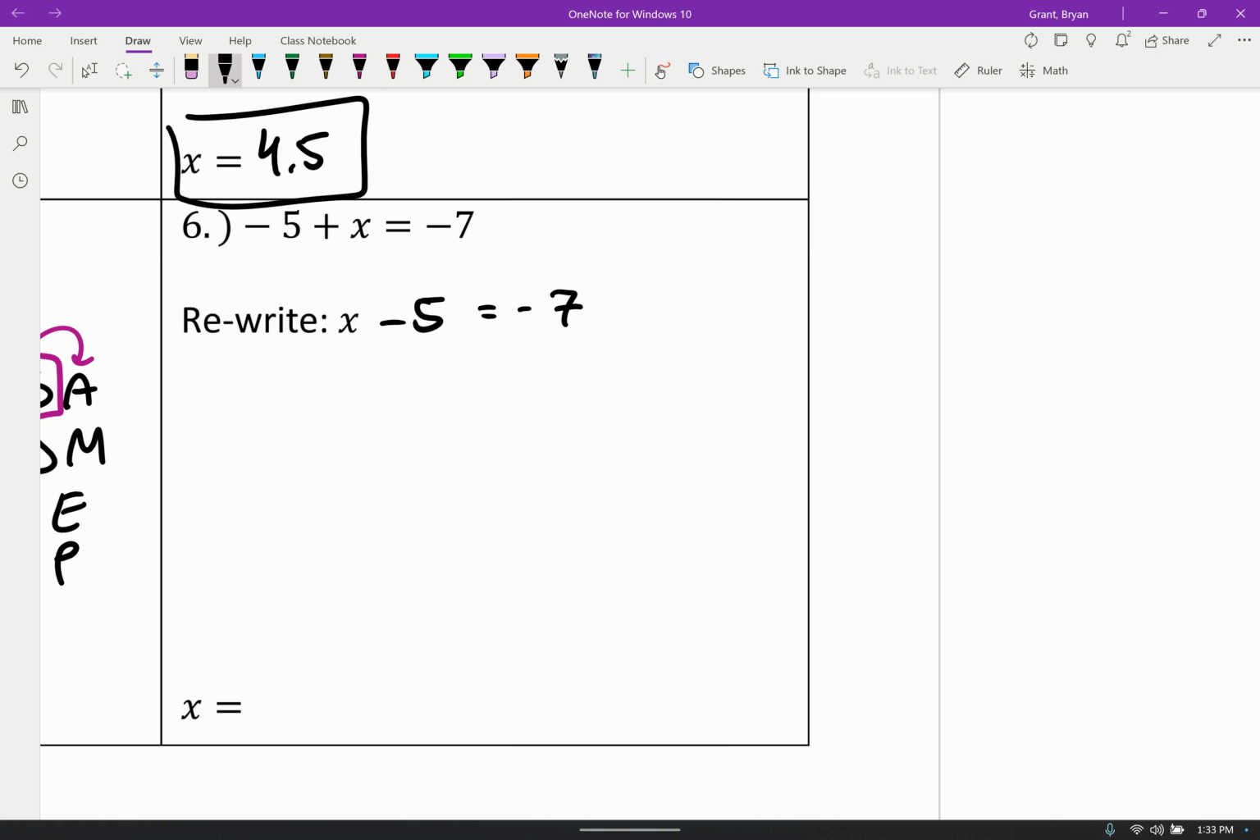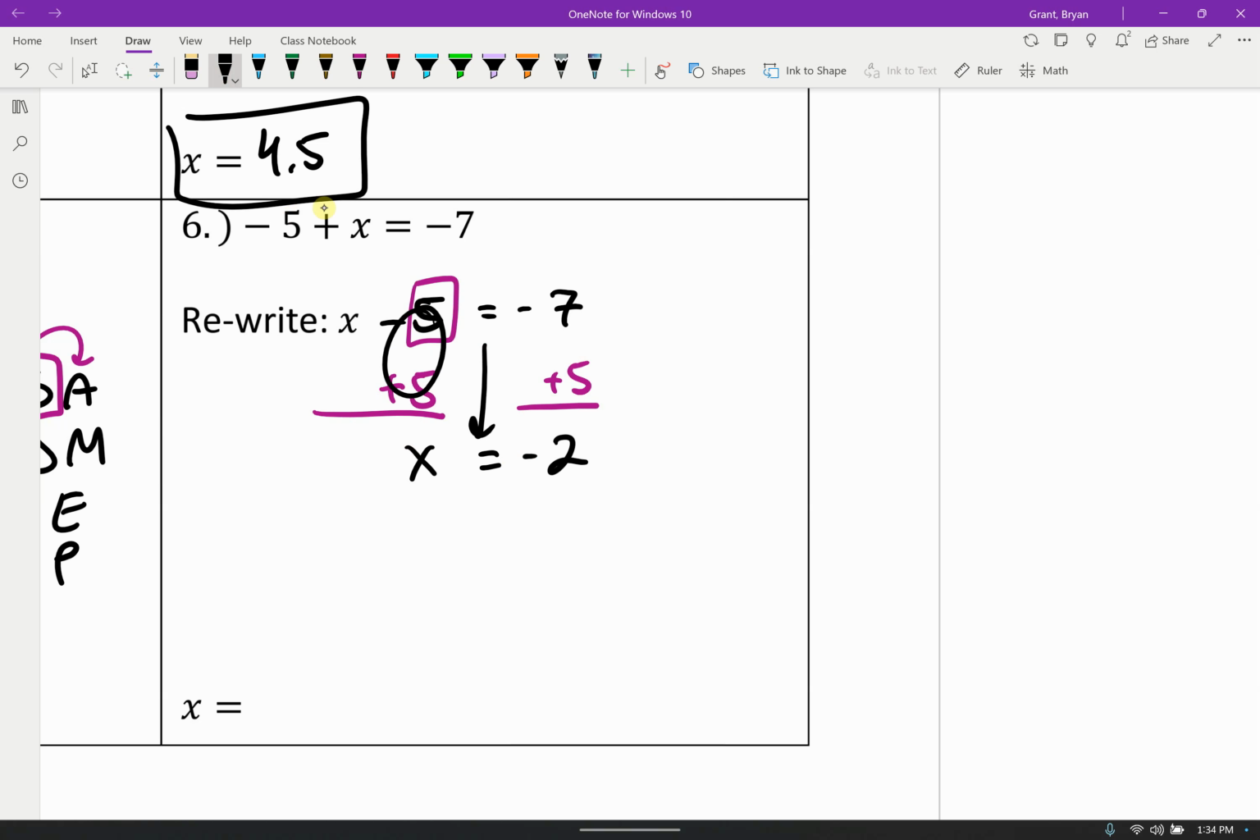Okay, SADMAP, I bet you can do it without writing SADMAP here. We see a 5 is attached with subtraction, so you know you use... Very nice. Addition. Bring the equal sign down first. Make sure that you did the same thing on both sides. And we get x equals -2.